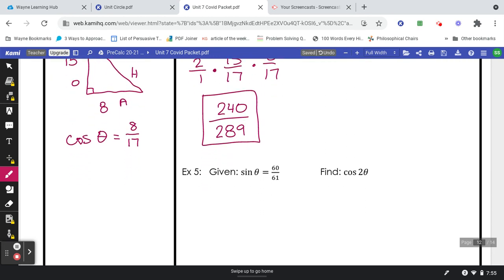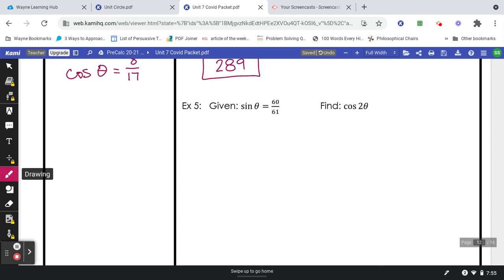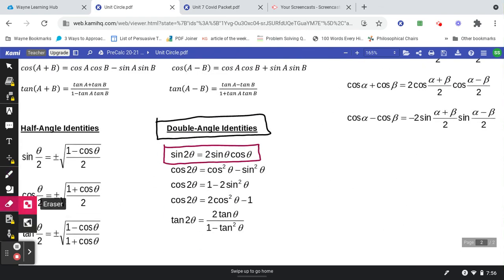All right, example 5, sine of theta equals 60 over 61. They want us to find cosine of 2 theta. Now remember, cosine 2 theta is the one that has 3 formulas. So as we look to the back here, I've got 3 formulas to choose from. 1, 2, or 3. Remember, we need to think about the information that they give us. You could use any of those 3, but you would have to make a triangle like we did on the last couple problems. But if you choose the correct one, you don't have to do that step.